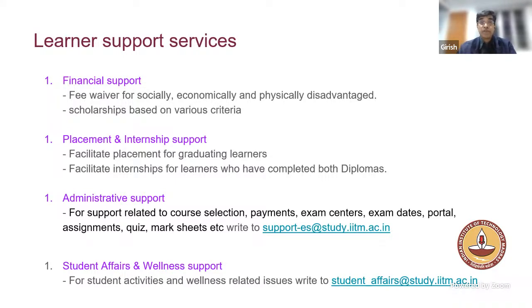We provide the financial support. As I already mentioned, we have fee waiver for socially, economically, and physically disadvantaged students. In addition to that, through various CSR activities, we provide the scholarships. And in case you have some questions related to student affairs or wellness or something related to mental health, you can definitely reach out to us. We'll be happy to answer your questions. Please write to us. The email ID is students_affairs@study.iitm.ac.in. So these are the learner support services that we provide.